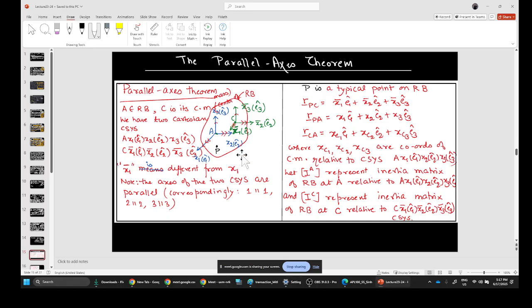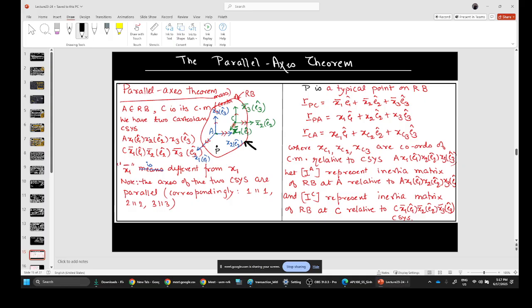Okay, parallel access theorem. So before I present to you the full form of the parallel access theorem, let's prepare some background. We have an RB here. We have this RBM shown with this red outline. A is a point fixed to RB, and C is the center of mass of the RB.